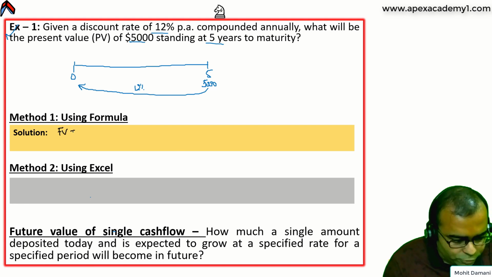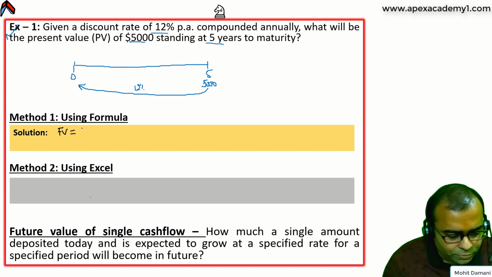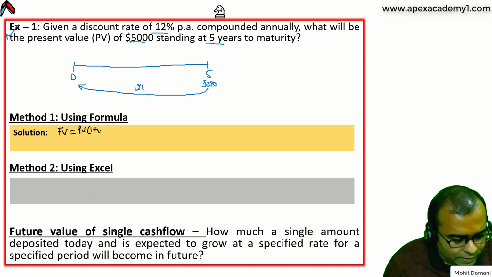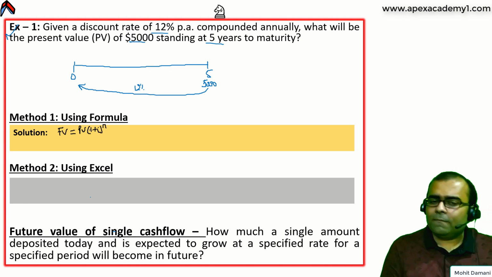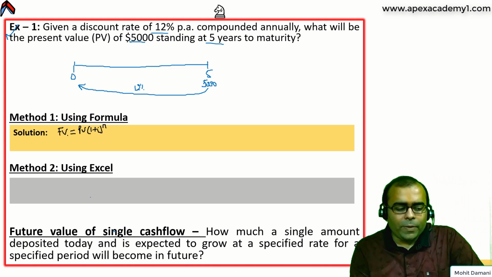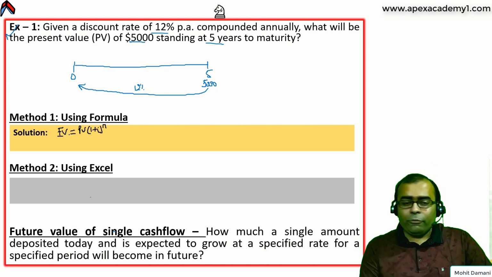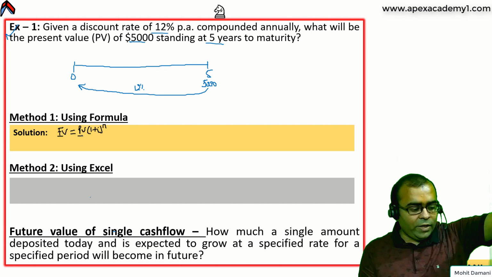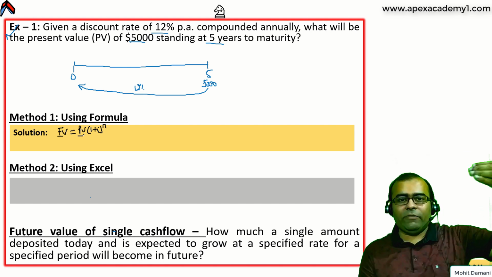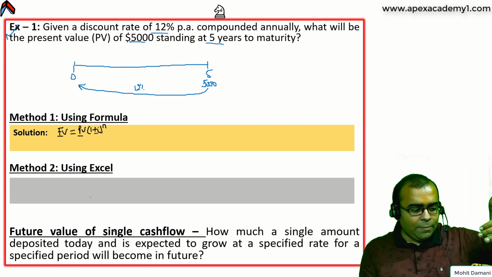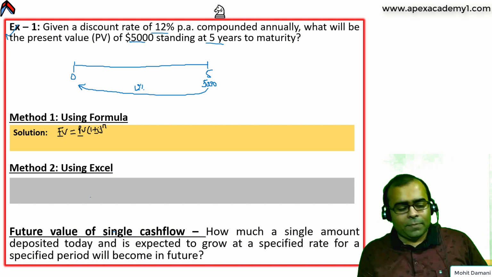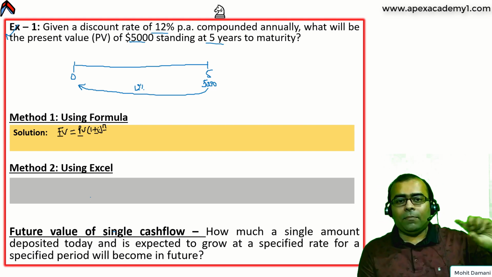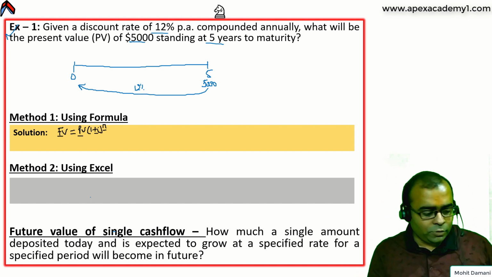The formula is FV equals PV times (1 plus i) to the power n. I hope you can relate to it. FV means future value, something which is standing at a future point in time. PV means present value, something which is standing today. I means the rate of interest that is applicable, and n means the time period for which the investment was made.